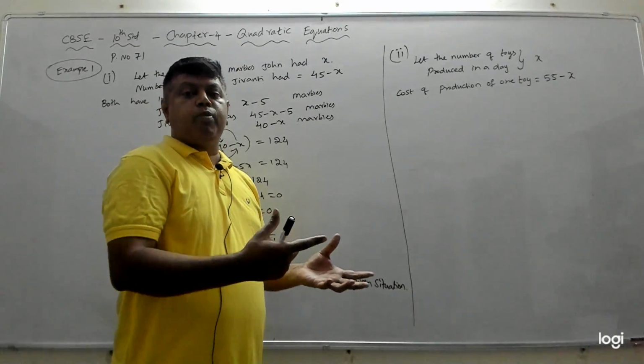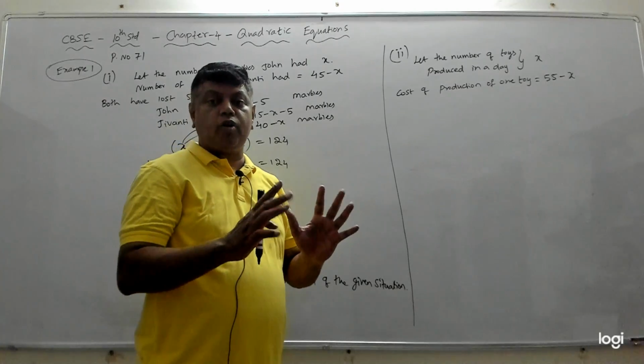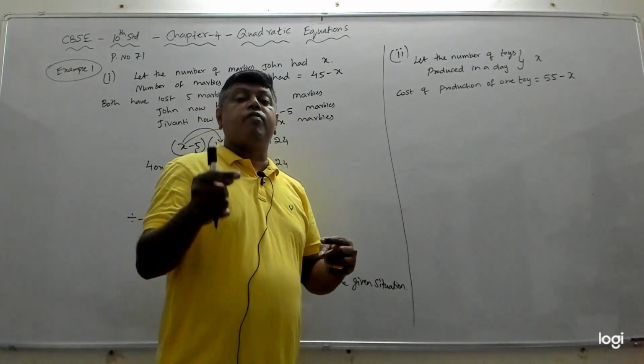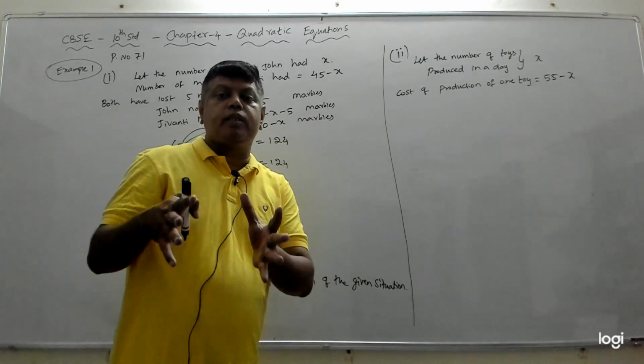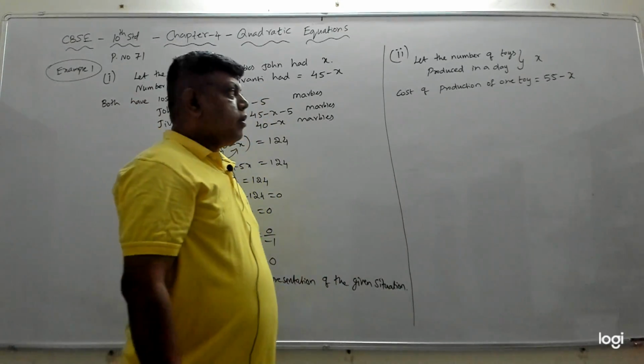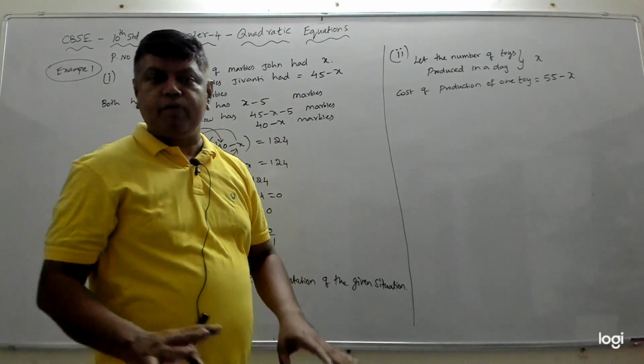So the cost of production of one toy is what? In the question they said the cost of production of a toy is 55 minus the number of toys produced in a day. So which means 55 minus X, because X is the number of toys produced in a day. Now the total cost of the production in a particular day is 750 that they have given in the question.